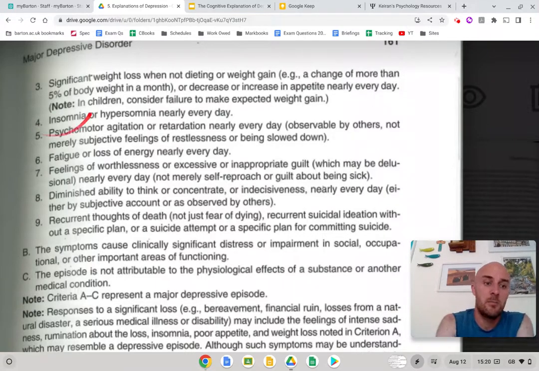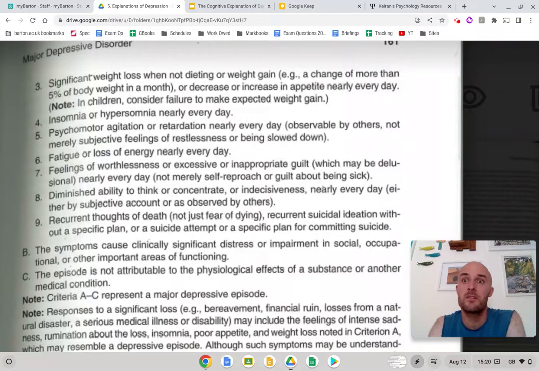Insomnia, so where you can't sleep, or hypersomnia, where you're sleeping too much nearly every day. So someone with depression, their sleep is massively impacted. Psychomotor agitation or retardation nearly every day. So that is just your movements. It's very basics. Basically, just your movements. So someone who's depressed may have psychomotor retardation, which is basically they're just very slow in their movements. Fatigue or loss of energy nearly every day, caused primarily, possibly by the lack of sleep. Feelings of worthlessness or excessive guilt.